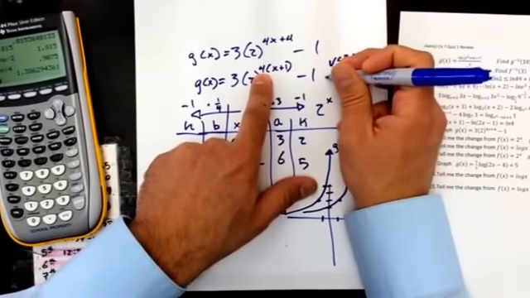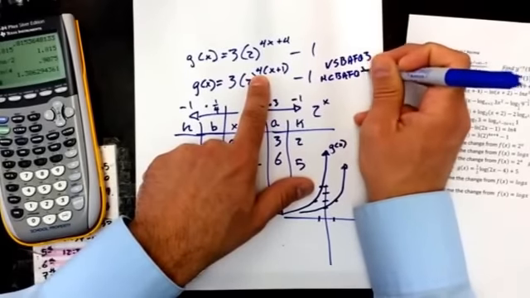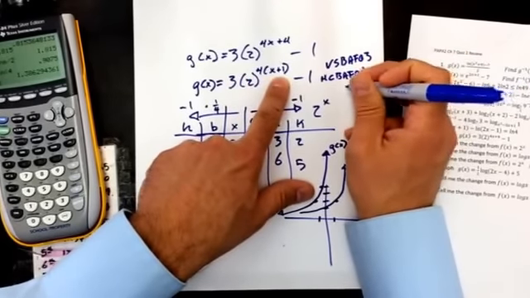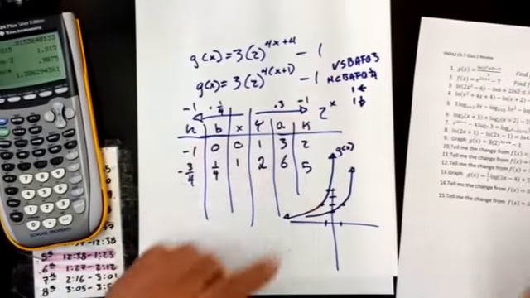This is going to be horizontally compressed by a factor of 1/4. This is going to be 1 unit to the left, and this is going to be 1 unit down. And that's the next problem.